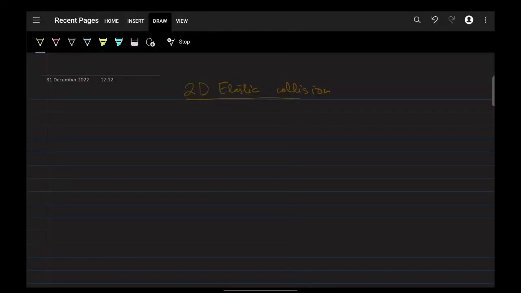In this video, we will first talk about 2D elastic collision, and after that, we will be coding it in Matlab. So, let's consider there is a 2D space, an xy Cartesian space. There are two particles of mass m1 and m2.